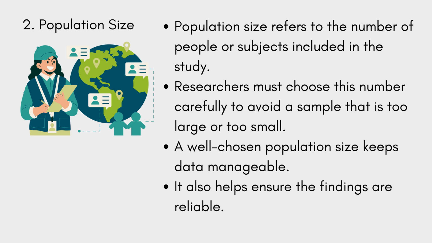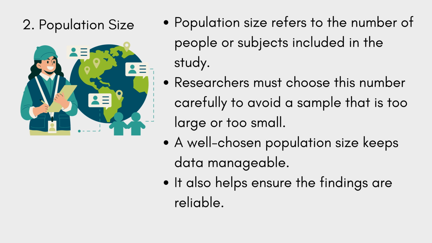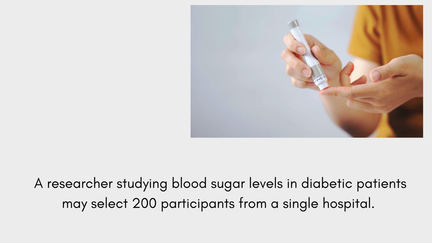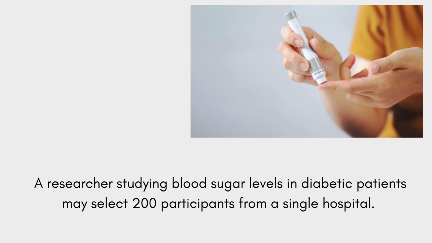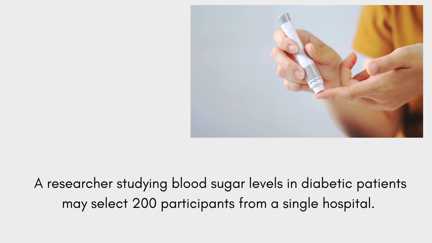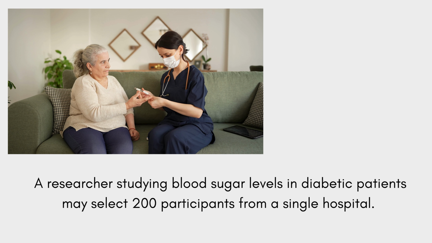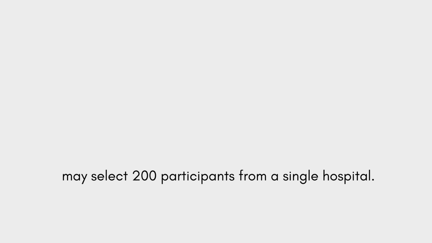2. Population size. Population size defines how many people or subjects will be included in the study. Researchers need to decide this carefully to avoid collecting data from a group that is too large or too small. It also ensures that the data is manageable and reliable. A researcher studying blood sugar levels in diabetic patients may select 200 participants from a single hospital. By clearly defining the population, the researcher can collect consistent and comparable data without being overwhelmed.